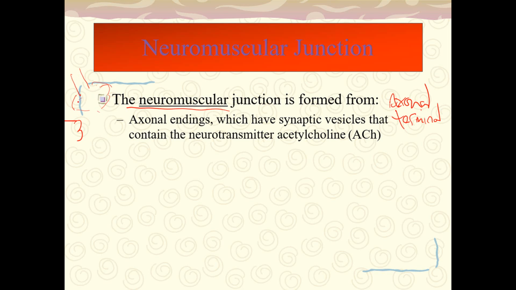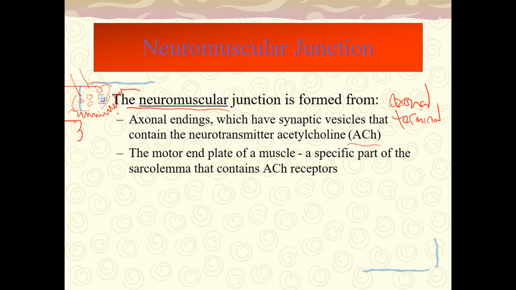Inside these axonal endings there are going to be vesicles, and these vesicles contain a neurotransmitter, acetylcholine, abbreviated ACh. So that's the first part. The second part is going to be really close to a muscle. The sarcolemma, right where that axonal terminal is, is going to be really highly folded, and that's called the motor end plate. So it is a specific part of the sarcolemma.